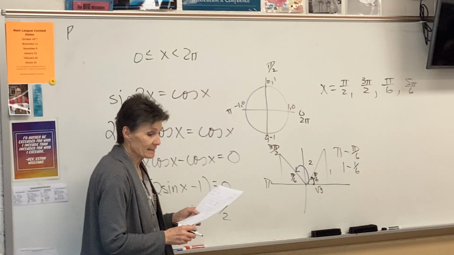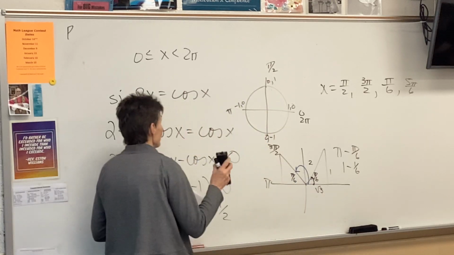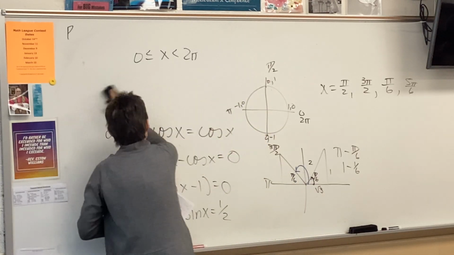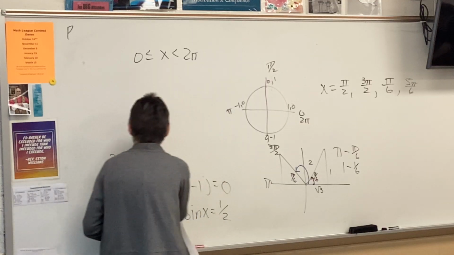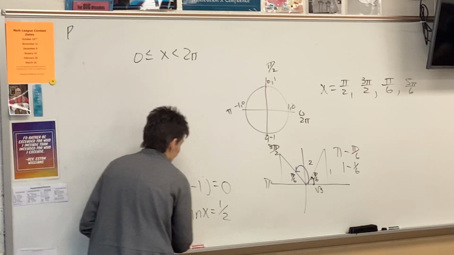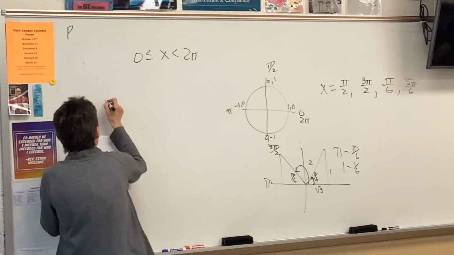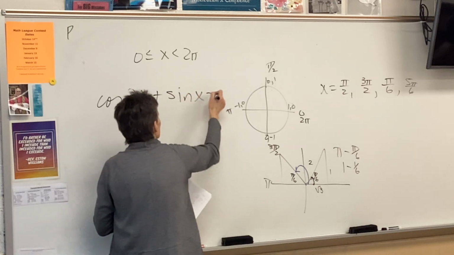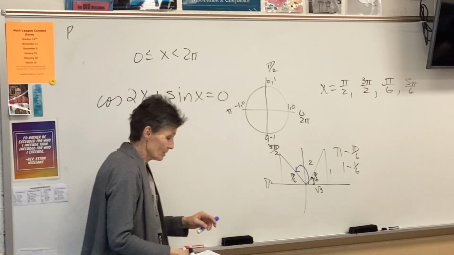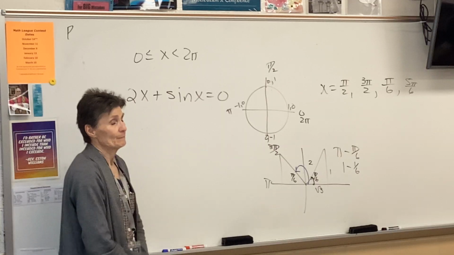All right, I'm going to skip down to letter C, because it's another no calculator problem, and it is also in radians. All right, so we're going to do C. Then we'll come back and do B with our calculator. All right. This is very similar to what we just did. How are we going to start?